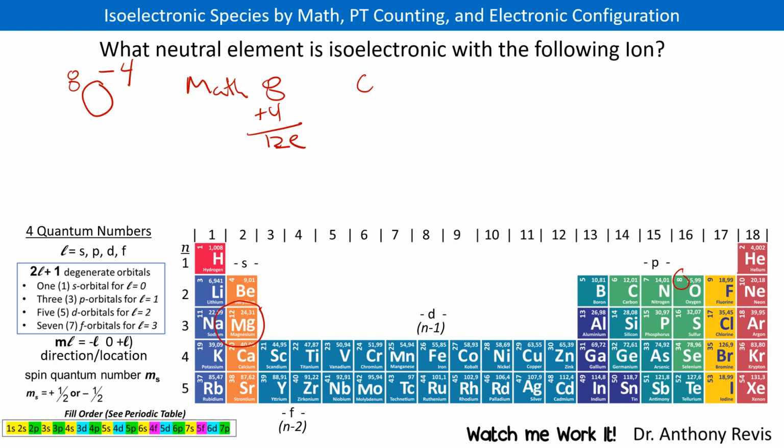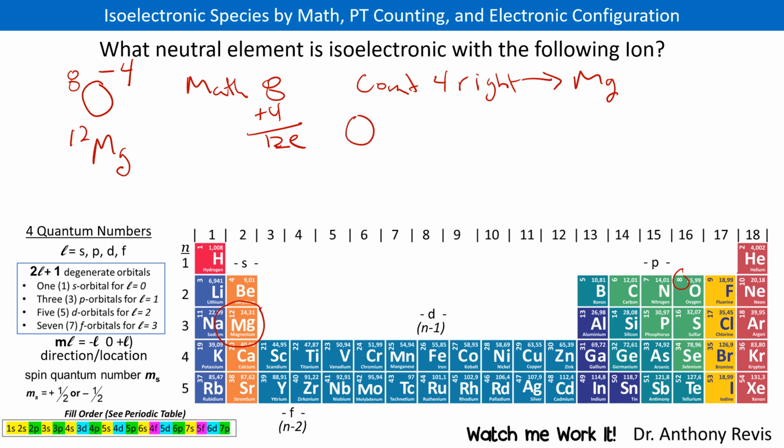I could check it by counting. So I would count 4, right? And I find myself at magnesium. 1, 2, 3, 4. Do it again. Oxygen. 1, 2, 3, 4. So that works out really well. So we believe that this is isoelectronic. Oxygen -4, which is really hard to do, is isoelectronic with magnesium. We can also check the electronic configuration.